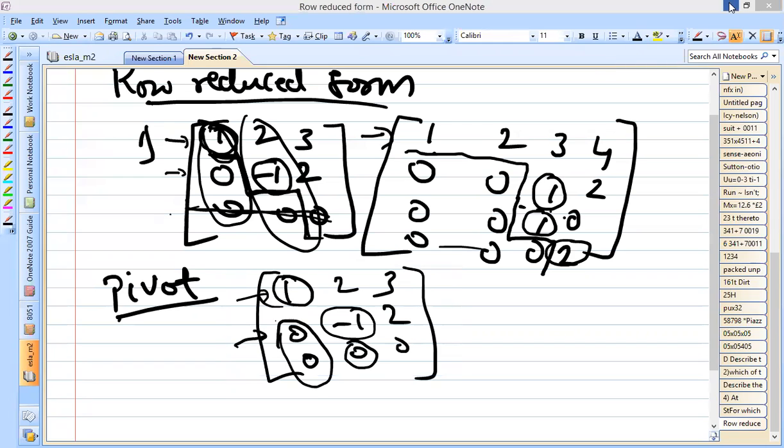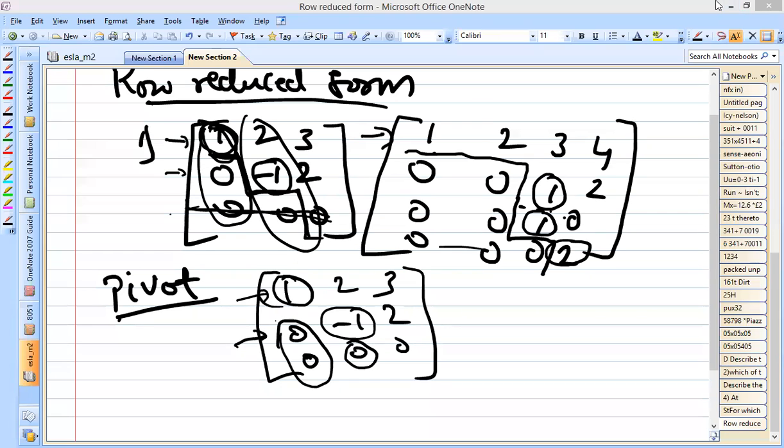Bhavana TM. Yes, ma'am. Have you understood this? Yes, ma'am. Pivot, and what do you mean by pivot? Anyone? Reply me back.